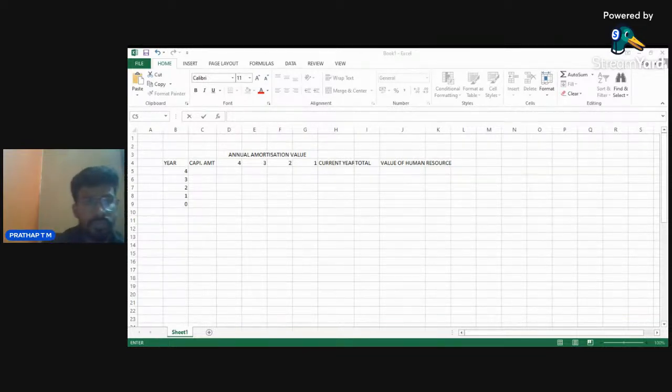So last class, we discussed different types of human resource accounting. In that, we completed the historical cost method and the replacement cost method. Now we are going to discuss the opportunity cost method. So how do we go about the opportunity cost method?